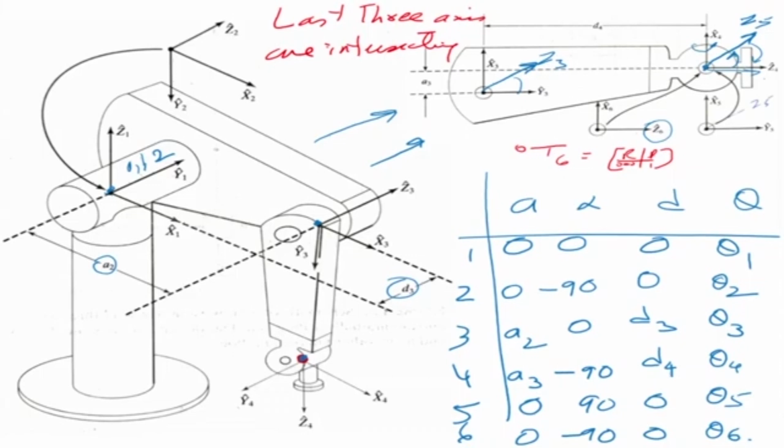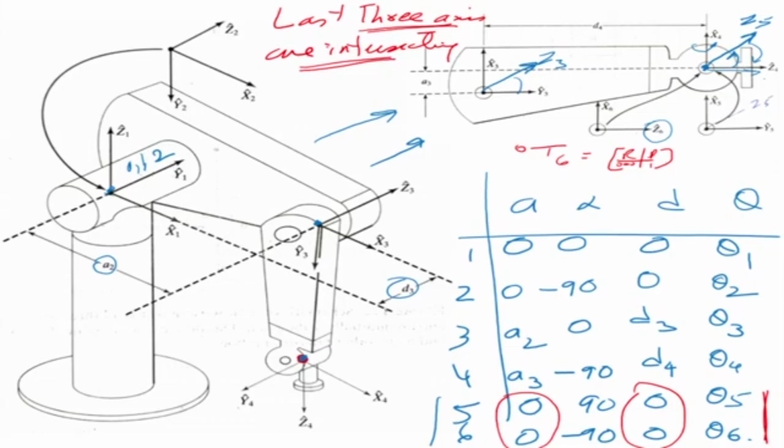Okay. So because the origins of 4, 5 and 6 are the same point, there is no change in terms of A or D after this point. If you look here, your A and your D are 0. And the only variables are theta 5 and theta 6. And this is happening because those three axes are intersecting at a point. So the last three axes intersecting at a point is the reason why it has this structure.